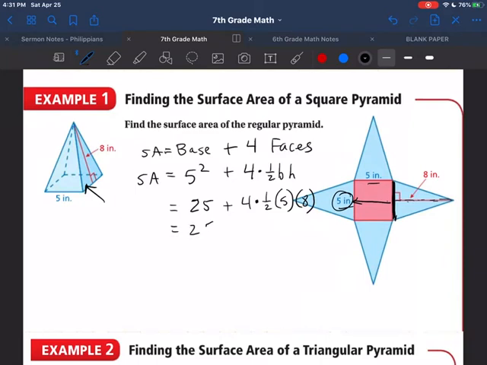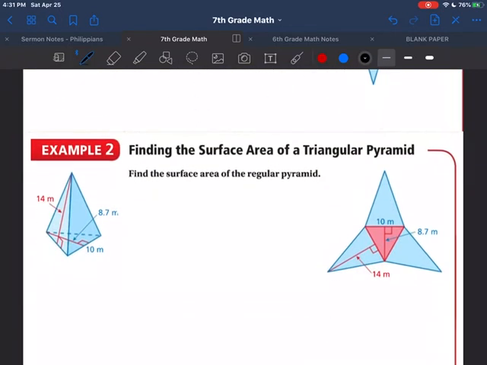Okay, so we have 25 still over here. Plus, well, we can multiply these in any order we want. 1/2 of 4 is 2. 2 times 5 is 10. 10 times 8 is 80. So we end up with 105 inches squared.